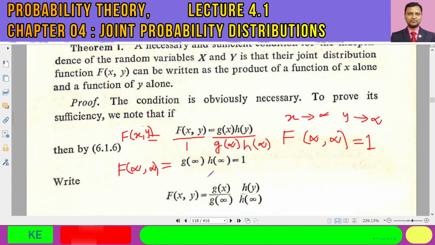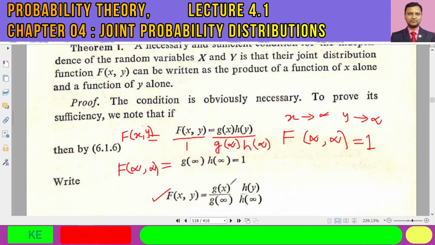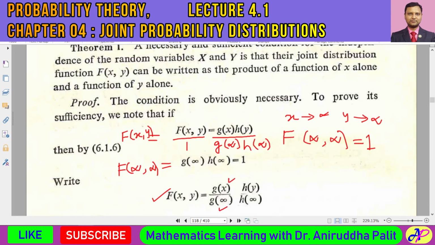Alright, so this f of x comma y can be considered equal to g of x divided by g of infinity, multiplied by h of y divided by h of infinity.